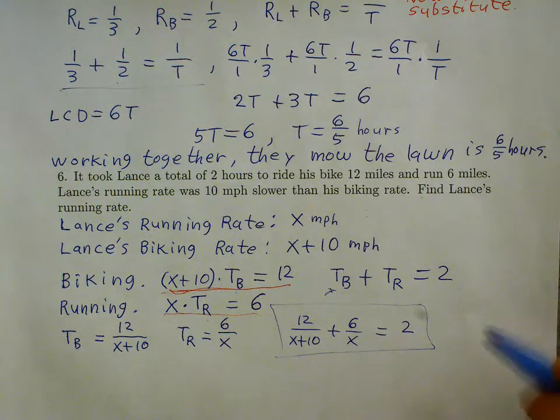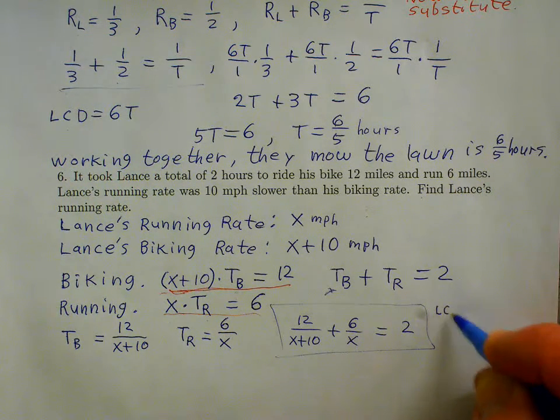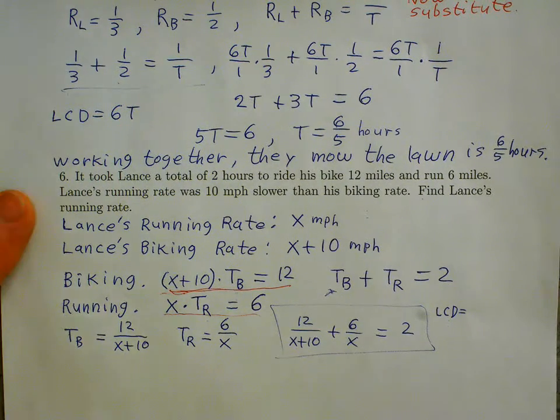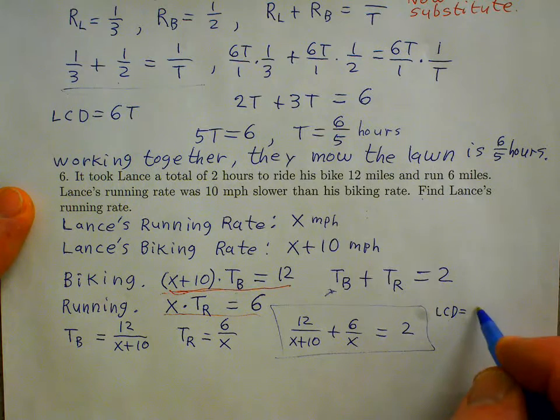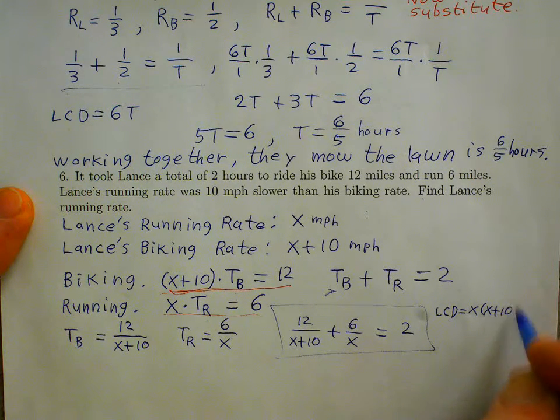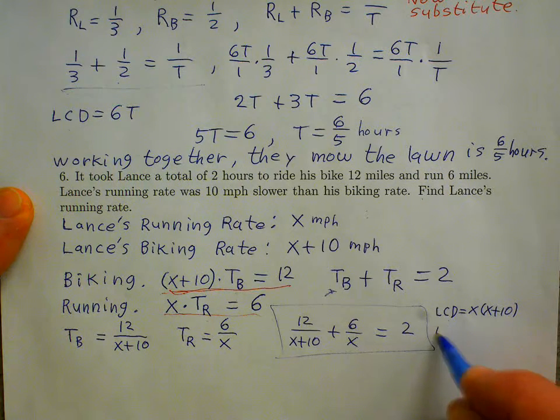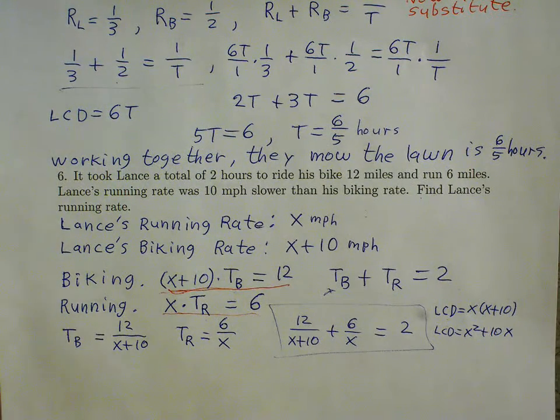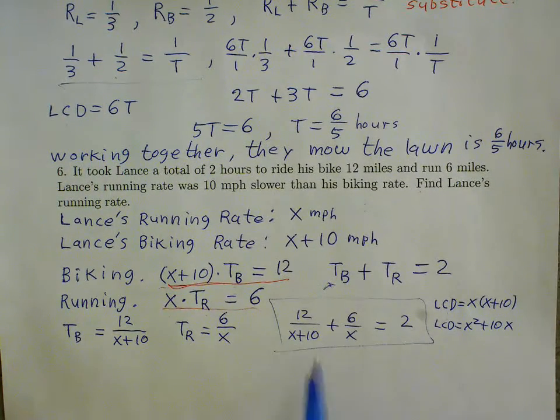So the technique is to find the least common denominator, the least common multiple of the denominators, then multiply every term on both sides by the least common denominator, and then solve the resulting equation. So the least common denominator is just x times x plus 10, or you can write it as x squared plus 10x.